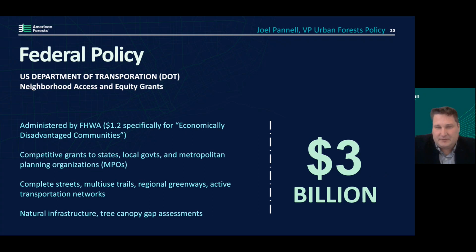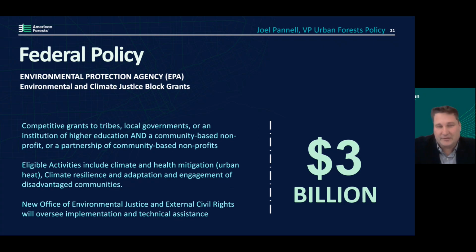The Department of Transportation also has funding that you can tap into, particularly for economically disadvantaged neighborhoods. These can be used for complete streets, multi-use trails, greenways, natural infrastructure, tree canopy assessments, whatever you need. So there's a lot of opportunity in the transportation right-of-ways for that. Likewise, the Environmental Protection Agency has $3 billion in environmental and climate justice block grants that can include trees. None of these two categories are dedicated just to trees, but trees can be incorporated into grant opportunities.